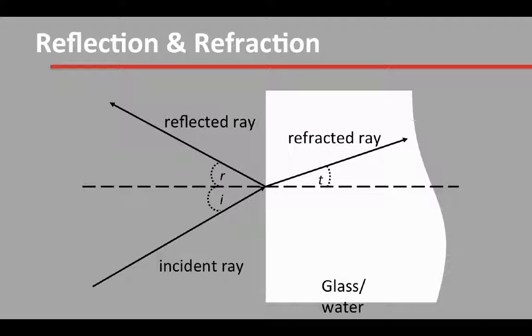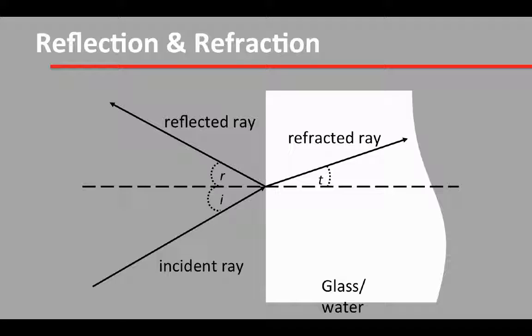Now, you might also notice the dotted line in this diagram. The dotted line is what we call the normal. And the normal is a theoretical line. It's not a physical line, it's just a concept. And the normal actually sits perpendicular to the interface of the object. So that interface, or that space where the glass and the air meet, the normal is drawn at 90 degrees, or perpendicular, or right angles to that interface or that surface.